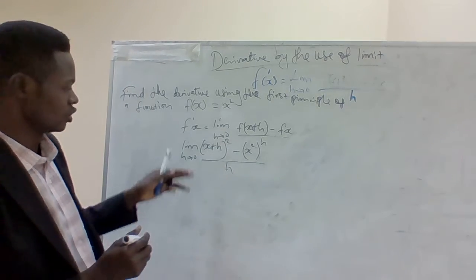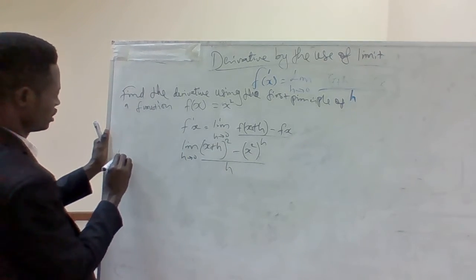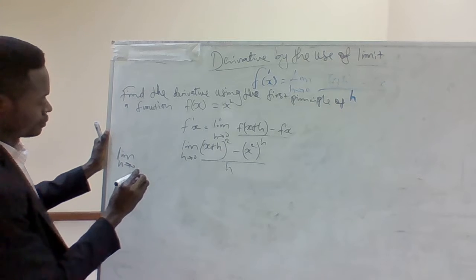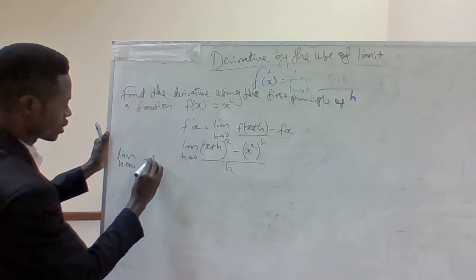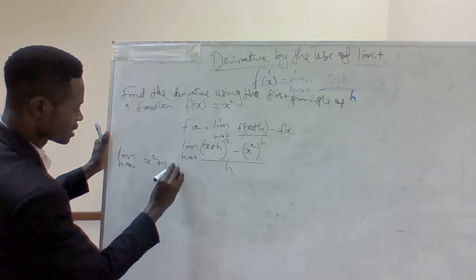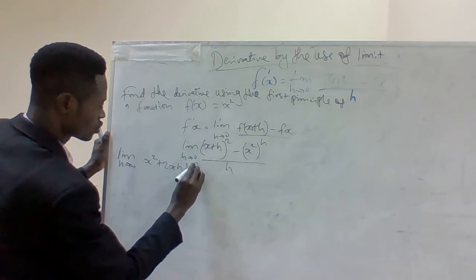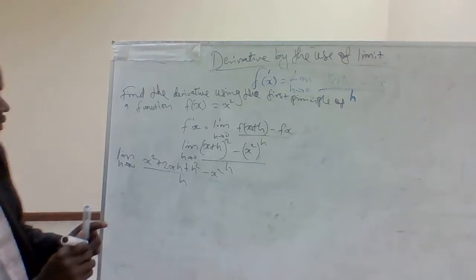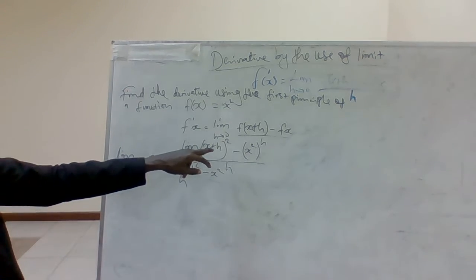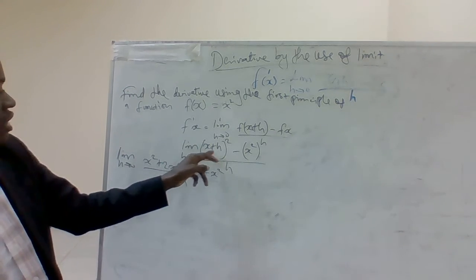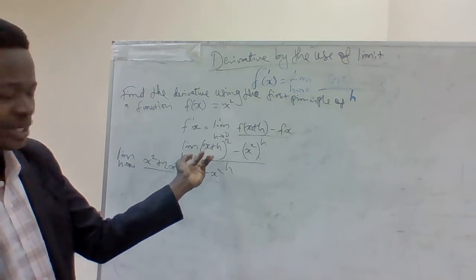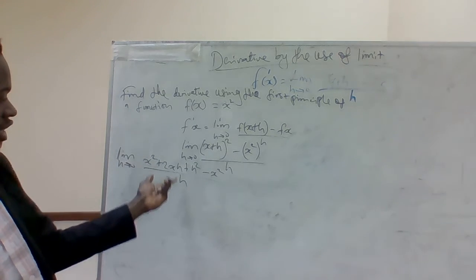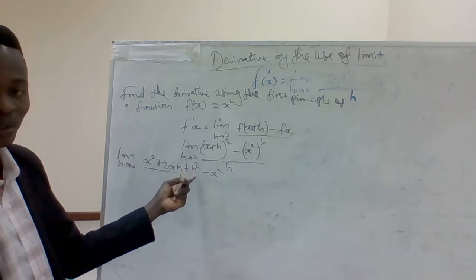All this divided by h. So from here you will open up the bracket so that you have the limit as h approaches 0 of x squared plus 2xh plus h squared minus x squared, all divided by h. What we have done is to open this bracket. We have expanded the bracket, so where you have x squared, this is binomial, so you have 2xh. Remember, the x is reducing while the h is increasing. That's why we have h and we have h squared.